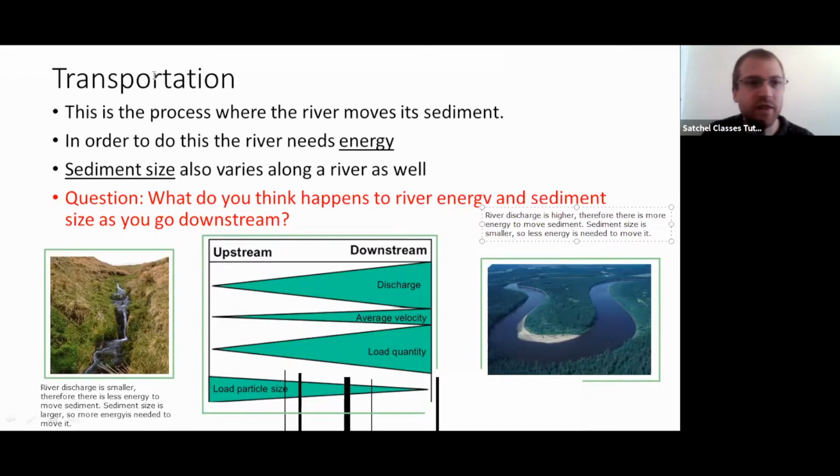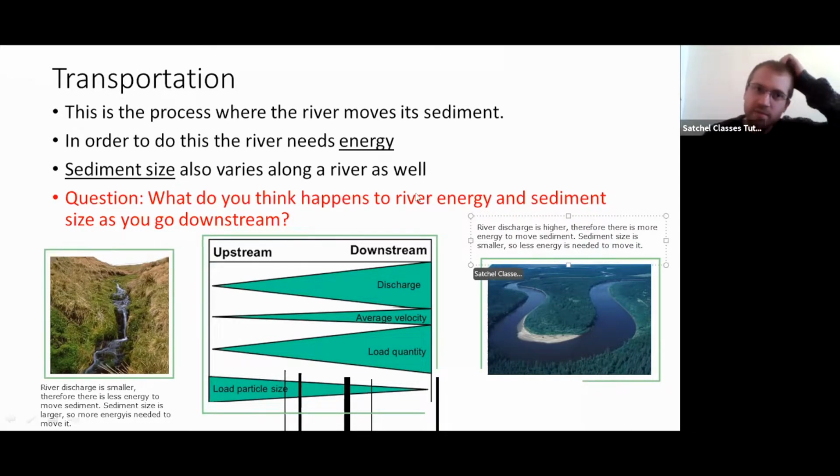So this is ultimately the clear difference between these two parts of a river. Energy plays a big role. We can see there's more energy lower downstream than there is upstream, and sediment size plays another role. We can see that sediment size is larger in the upper course and smaller in the lower course. So with this information, we're going to look at what the forms of transportation are, and it comes down to 4 key terms that we need.